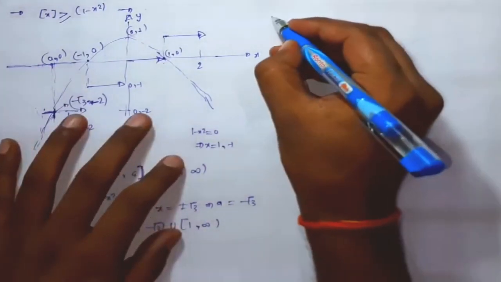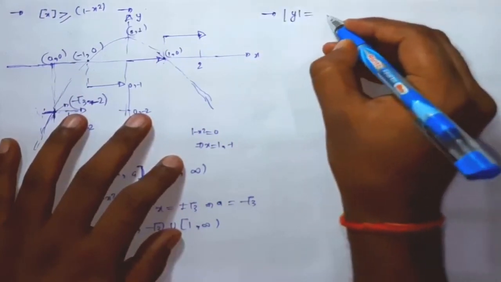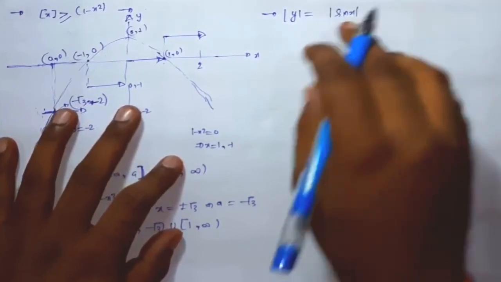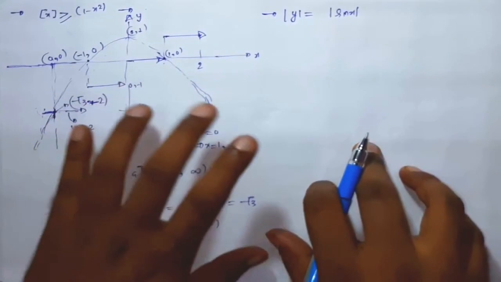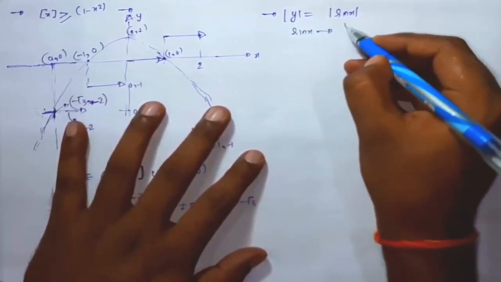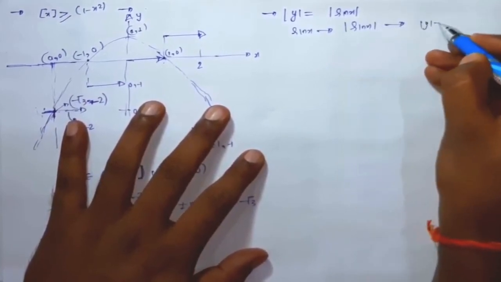mod of y is equal to mod of sin x. We need to draw the graph of this function. How will we draw the graph of this function? We will simply draw the graph of sin x, then we will draw the graph of mod of sin x, then we will go for mod of y is equal to mod of sin x. Okay, how will we draw?